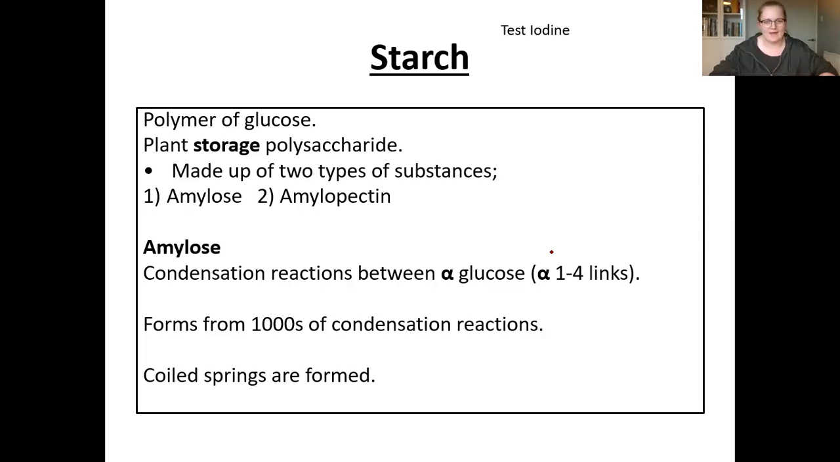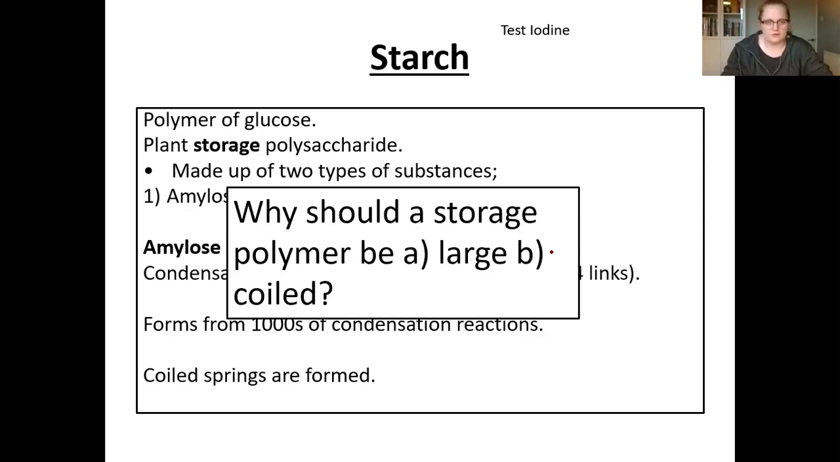So amylose. Amylose is made up of condensation reactions between alpha glucose at the 1,4 links. So exactly the same as when we were talking about forming maltose, but amylose is a very, very long molecule. So 1,4 links again. Amylose has thousands of condensation reactions formed in, and what ends up happening is we get coiled springs being formed.